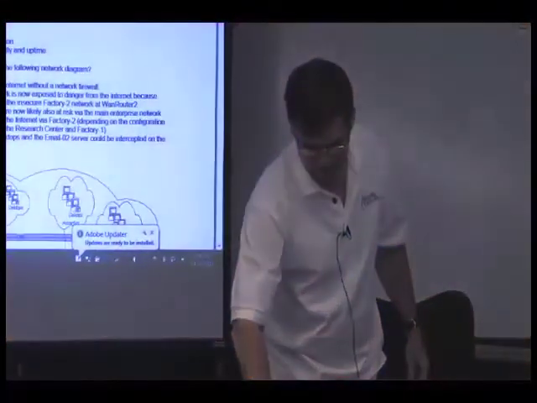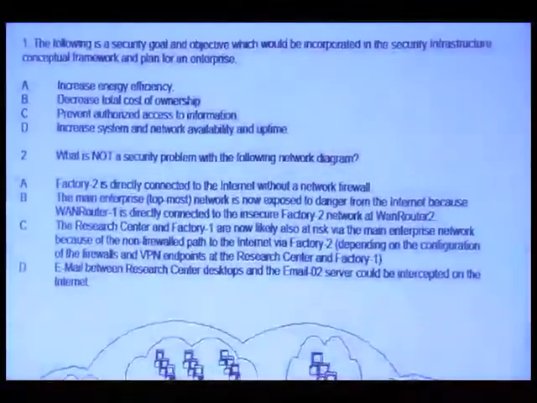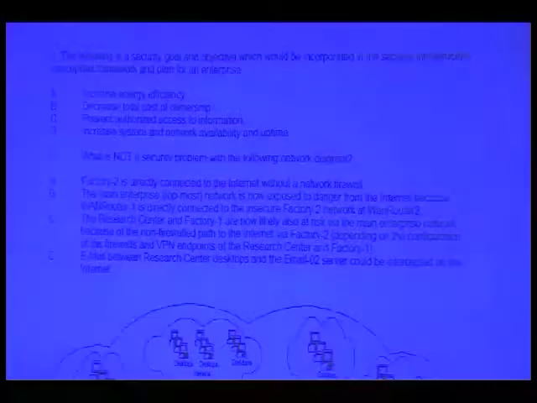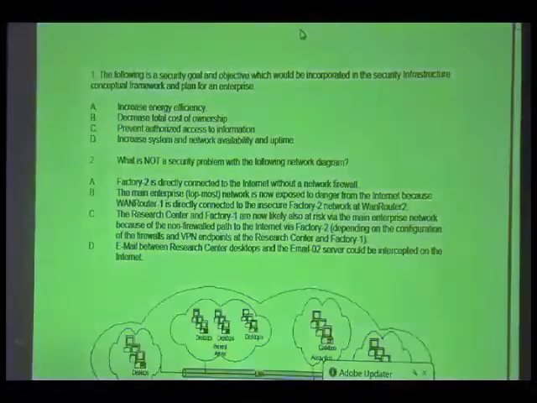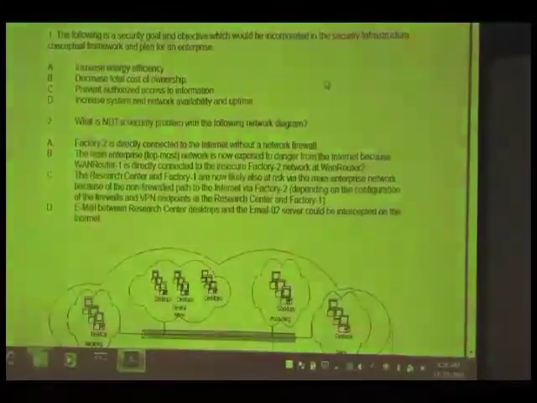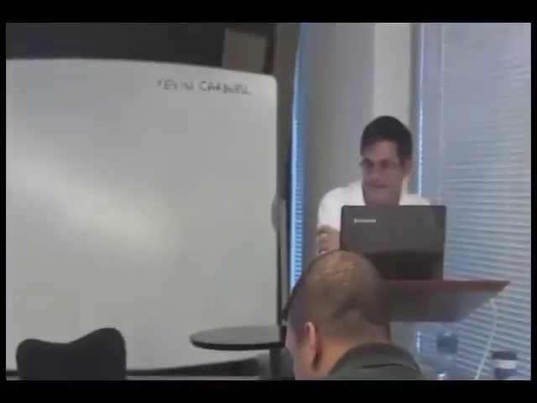What do you think, Mike? You agree? I had something different. I said C. Why would you say C? Prevent authorized access to information. It says here, the security goal and objective. Increase system and network availability has to do with security, but I felt that wasn't really the most complete. Read C for me. Prevent authorized access. Oh, you write it as prevent unauthorized access to information.